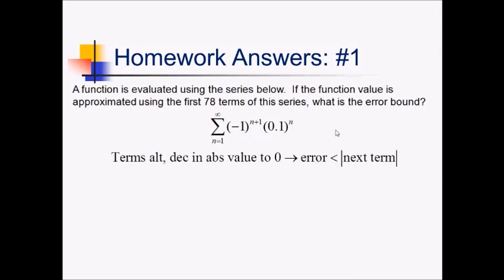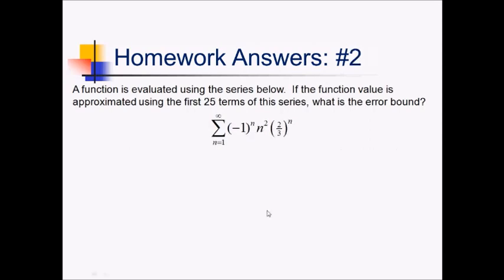So the next term, since you used the first 78, would be the 79th term. So we can say error is going to be less than the absolute value of 0.1 to the 79, and we don't have to worry about the -1 because we're inside absolute value anyway. So you can turn this into 10 to the -79 if you want to, or just leave it the way it is. Either way, you've got your error bound.